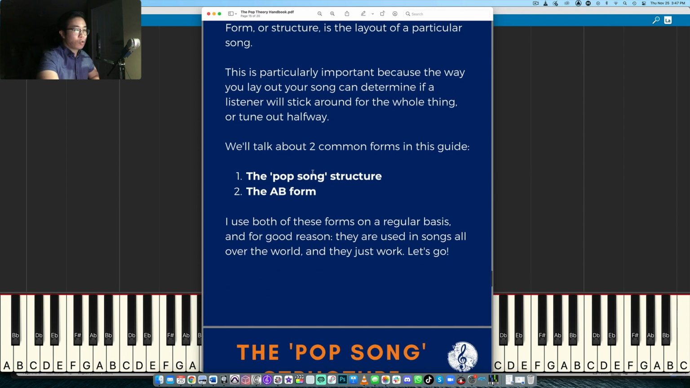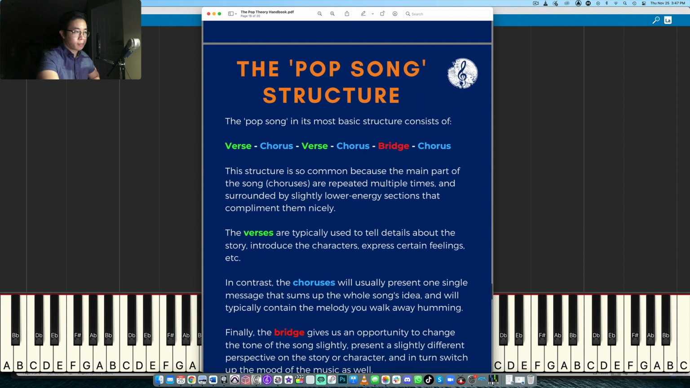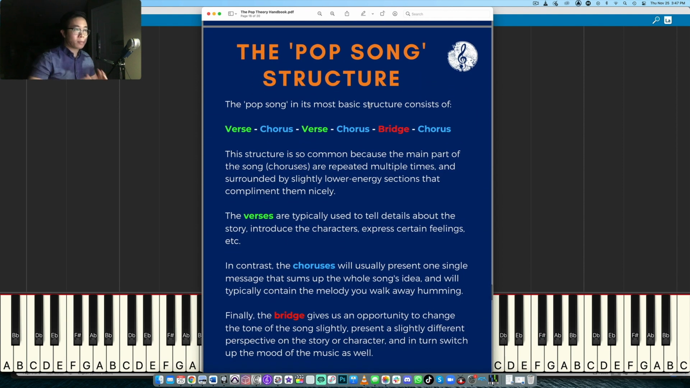So let's talk about two common forms, the pop song structure and the A-B form. Both of these I do use on a regular basis, and they're very common in a lot of pop music. So anyway, let's talk about this. First of all, the pop song structure. This is really a tried and true one that's been used for many, many years, and it is the verse, chorus, bridge, chorus.